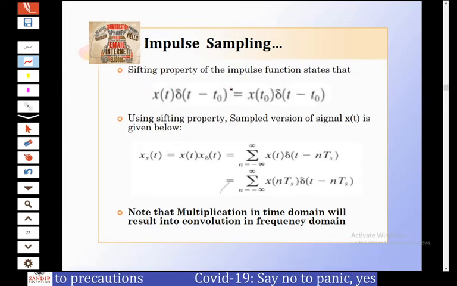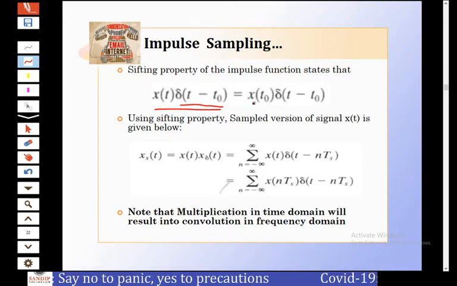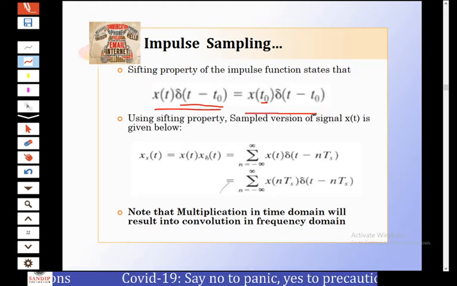Here, the shifting property of the impulse function, that we know already: any signal x of t multiplied by a shifted version of the delta function, that is delta of t minus t0, gives x of t0, meaning the value of that signal at the particular time t0, into delta of t minus t0. This is the property of the impulse function.